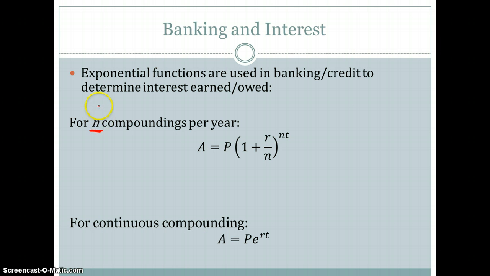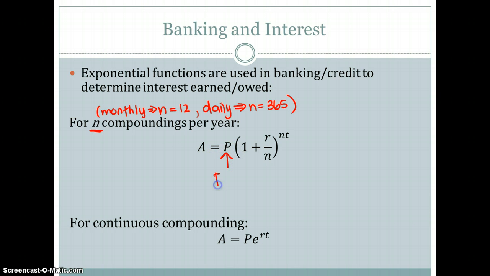So we've seen words like monthly, meaning n was 12. We might see daily, so that would mean that n would be 365. You might see quarterly, so 4 times a year, and it's 4. The n compounding is how many times the interest is being calculated. For continuous, meaning your interest is always calculated, that's when you use that second equation, A equals Pe^(rt).